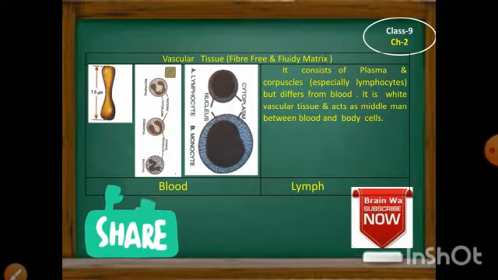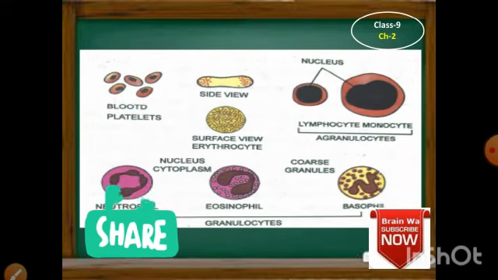But blood corpuscles are of three types: the erythrocyte, leukocyte, and platelets. Erythrocyte, that is the RBC, has the main function of hemoglobin in transportation of oxygen. 97 to 99% is responsible for transporting oxygen to the different cells of the body, as well as carbon dioxide, taking carbon dioxide 23%.